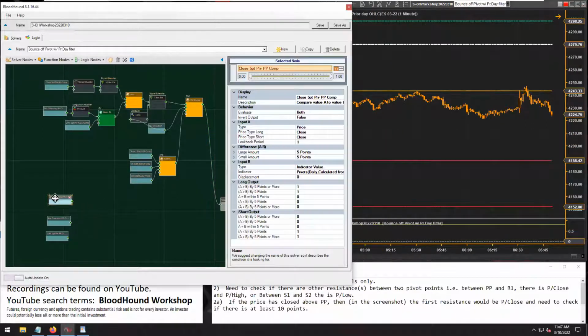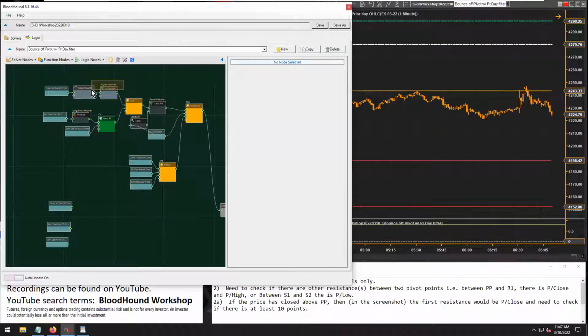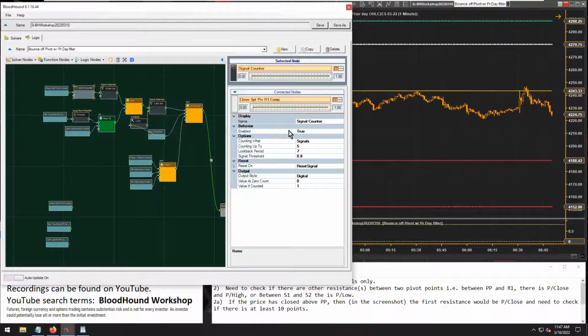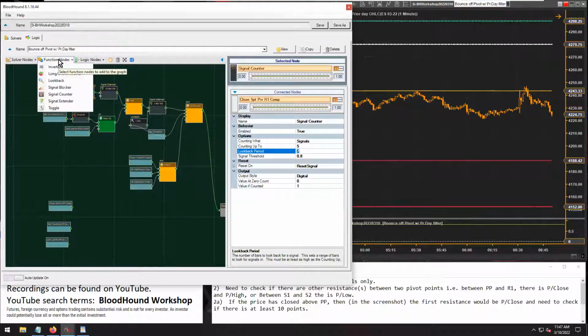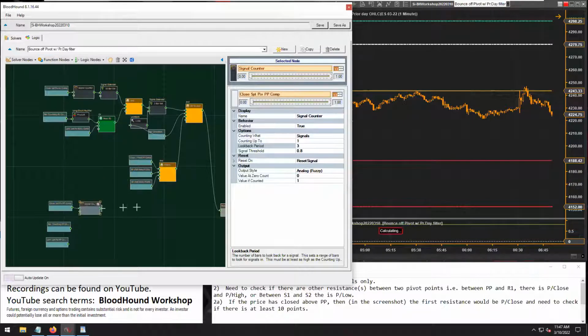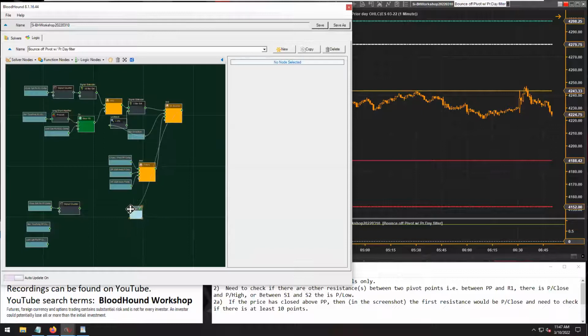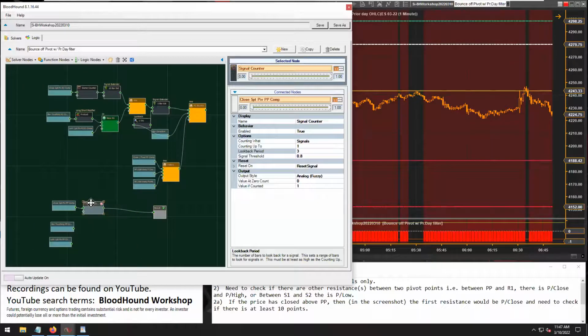Okay. So, making a copy of the logic above here. So remember, we have a signal counter that's looking for 5 out of 7 bars. So let's grab another signal counter. Connect that in there. And let's move our result node over. Let's connect that in there. So our signal counter, we're looking for 5 out of 7.